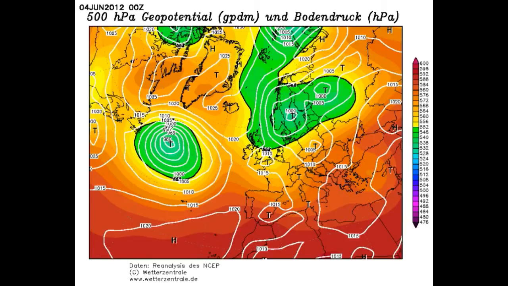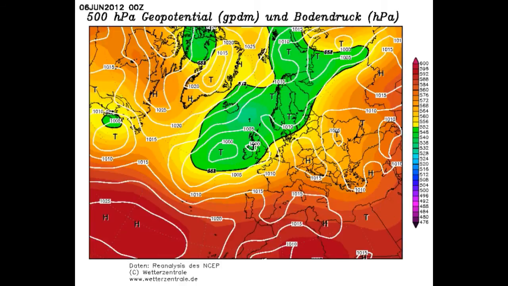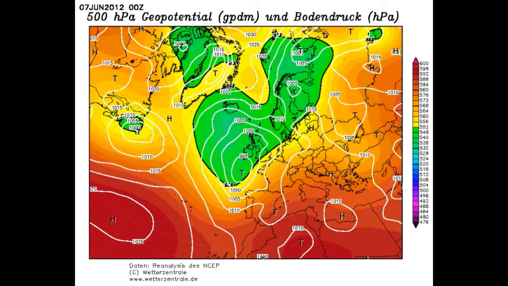Pretty much everywhere's wet, and that low crosses us on the 3rd and the 4th. But even when that moves away, by the 5th we bring another low pressure system in, and another one on the 6th and the 7th, and that was really all June 2012 was. We were just bringing deep lows in.